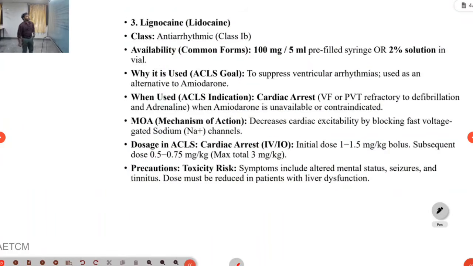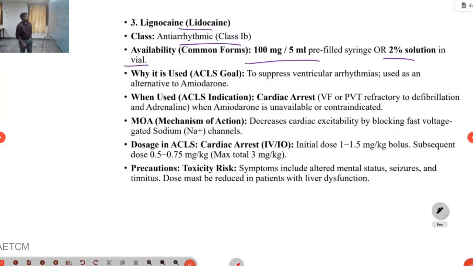Okay, next drug is lignocaine. Lidocaine, this is an IV preparation. We will be calling it xylocard also. The class is, it is also an antiarrhythmic agent. It's a class 1B antiarrhythmic agent. Availability is 100 mg in a 5 ml pre-filled syringe or 2% solution in a vial. So this is the 2% solution vial. It is the most common thing that we'll usually see.